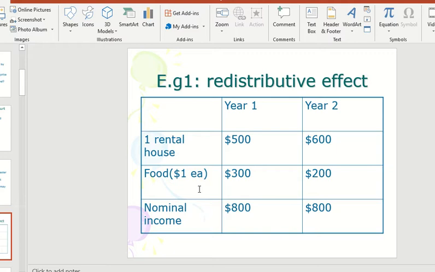Okay? So now here's the question. Is there an inflation in this economy? So let's take a minute. Is there an inflation in this economy?